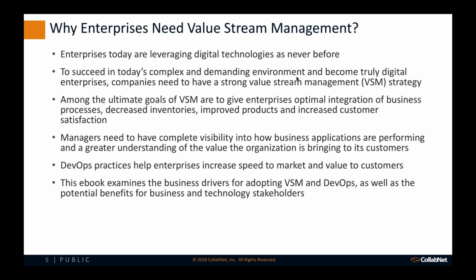It is organized by different sections, and the first section was really talking about why enterprises need value stream management. As we know, enterprises today are really leveraging digital technologies as never before. I just read an article on the news yesterday that Amazon, with their purchase of Whole Foods, just automated the checkout line. So it's zero wait time as far as being able to go into the grocery store and do your checkout. That's just a sign of another disruption that's happening, right? That's going to force other grocery chains to also look at how they can leverage digital technologies to move forward, because today it's a very complex and demanding environment.